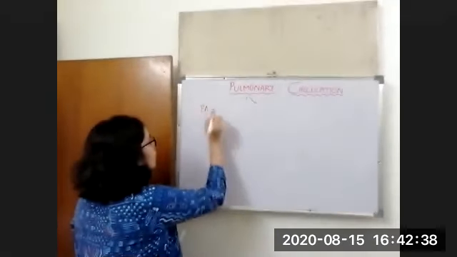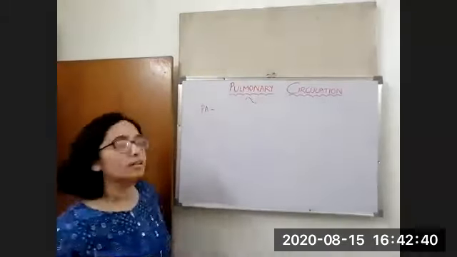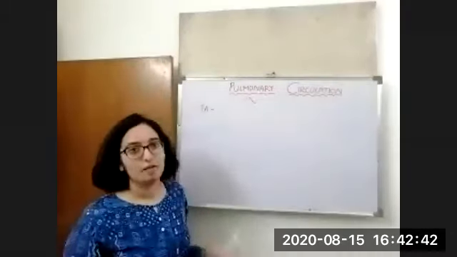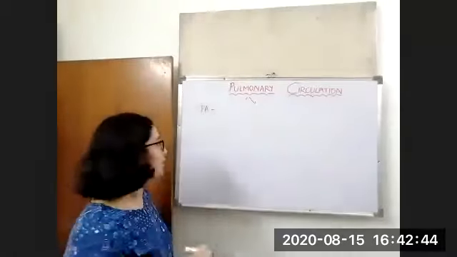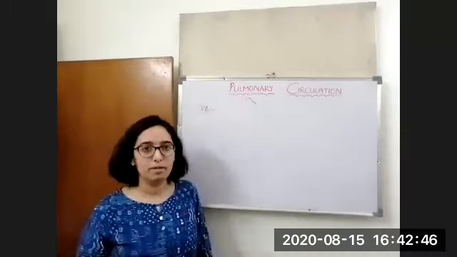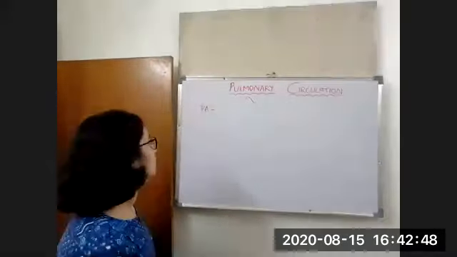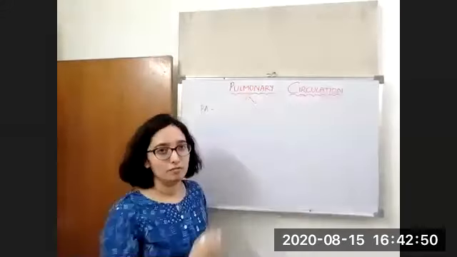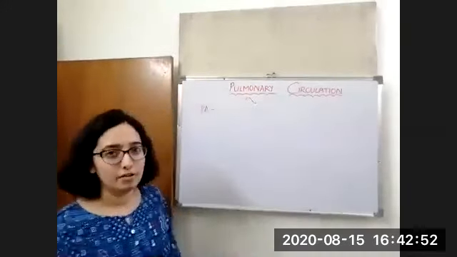What does the pulmonary artery do? It carries deoxygenated blood from the heart to the lungs. Okay, so we will see from where it arises and from where it goes.